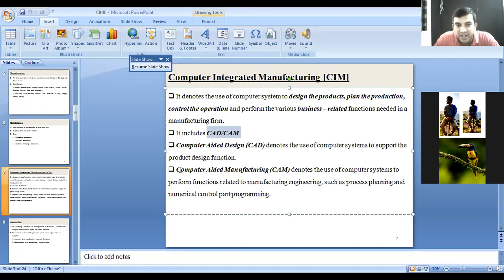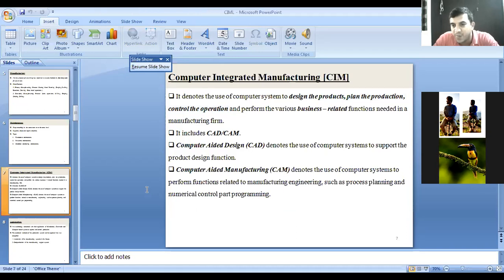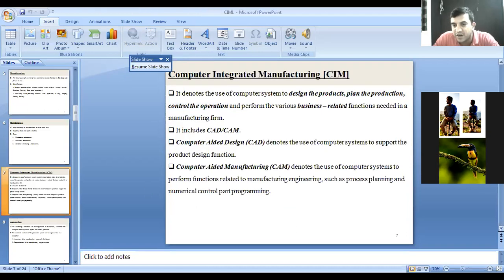What is computer aided manufacturing? It means using a computer only for manufacturing purposes, for functions related to manufacturing such as process planning and numerical control part programming. So, if you apply a computer only to design the product, it is computer aided design. If you use the computer to plan the production and control the operation, it is computer aided manufacturing. Yes, any doubt regarding CIM?